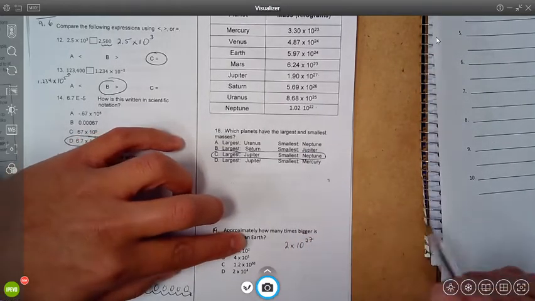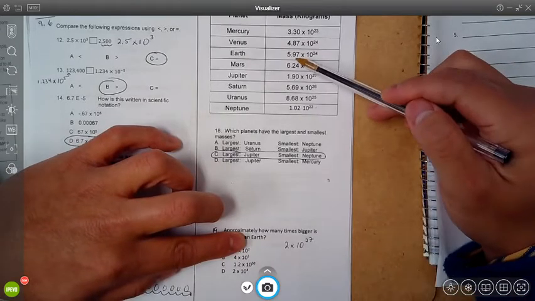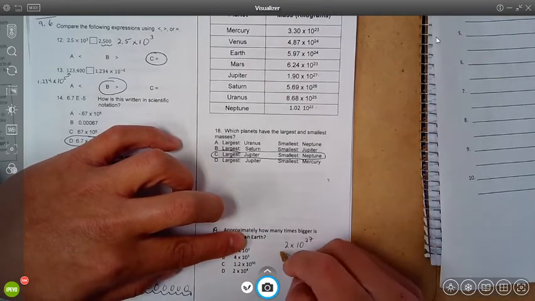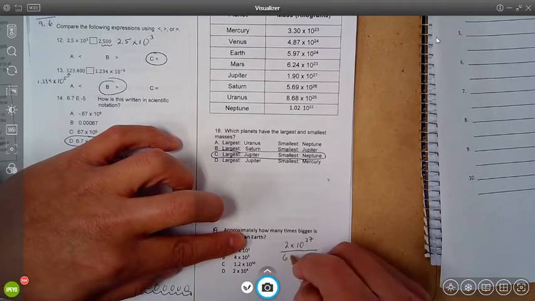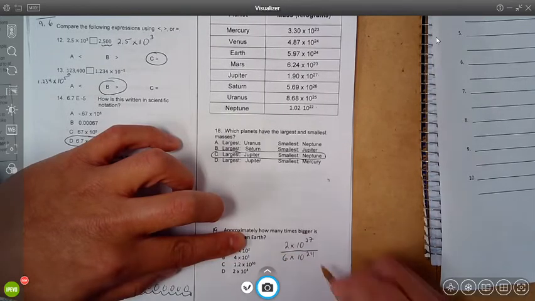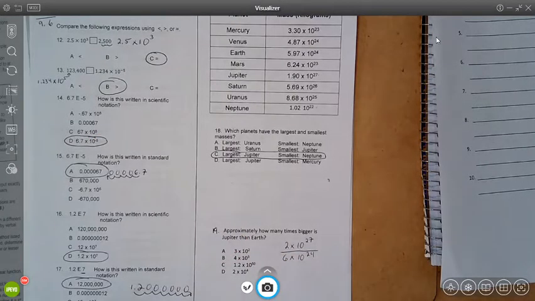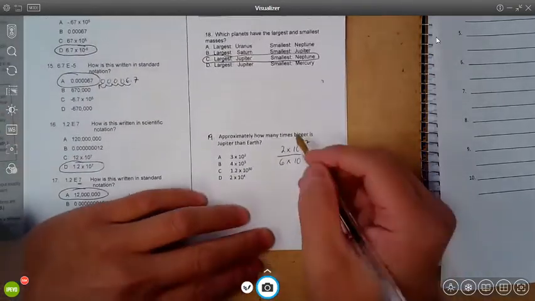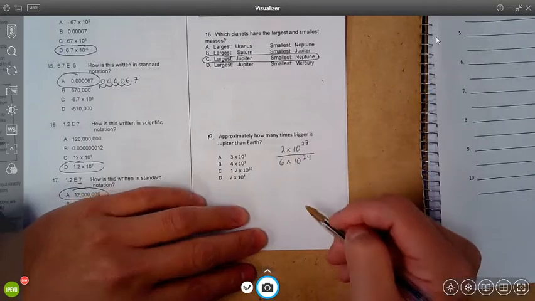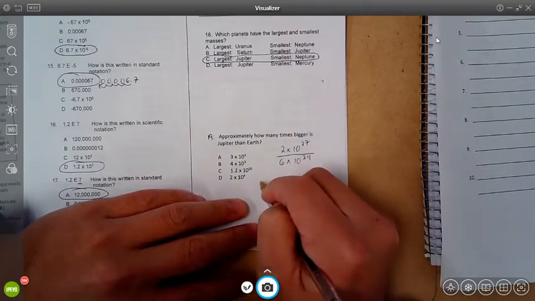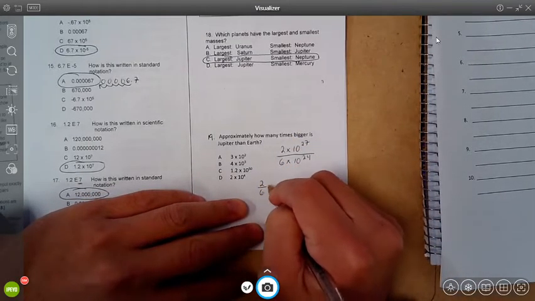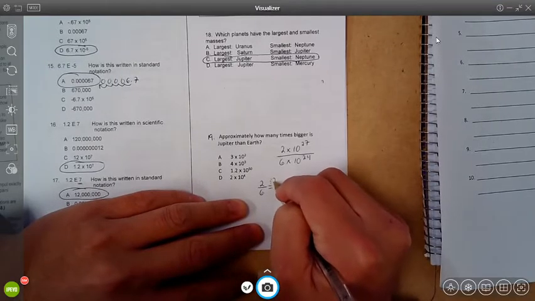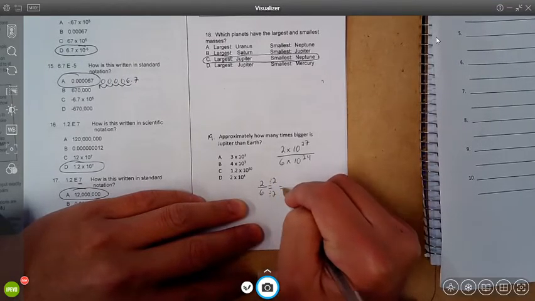And we look at Earth, which is about 6 times 10 to the 24th. So divided by 6 times 10 to the 24th. Okay, so we're dividing 2 by 6. Well, this is not 6 divided by 2, it's 2 divided by 6. Right, so if I do 2/6, I simplify that, divide by 2 over 2, that gives me 1/3.